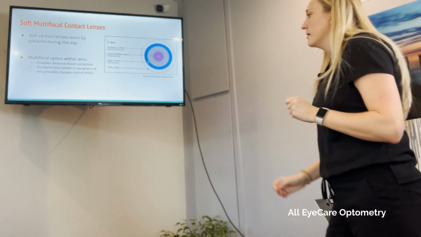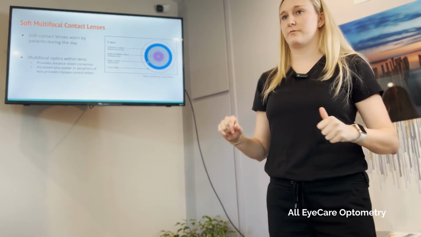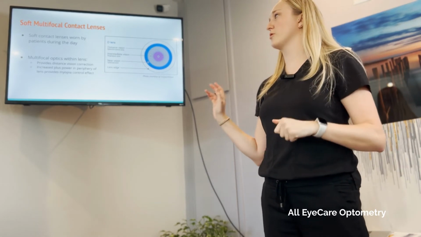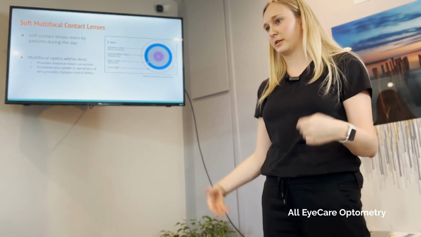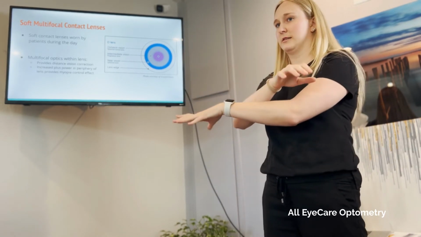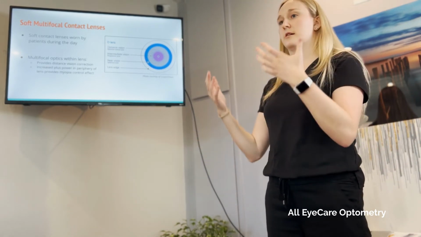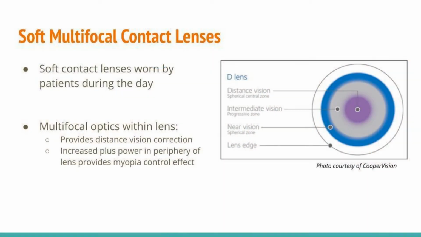Okay, so Ortho-K, second option, soft multifocal contact lenses. You guys are probably more familiar with the MiSight lenses, which is something that we fit here for this. This is kind of the opposite of Ortho-K. So Ortho-K, they wear it at nighttime. Soft lenses, they wear it during the day as their primary form of correction. And then it also provides that myopia control effect.